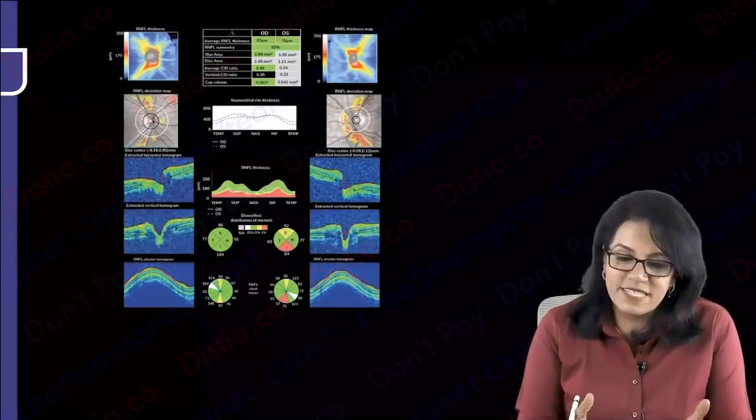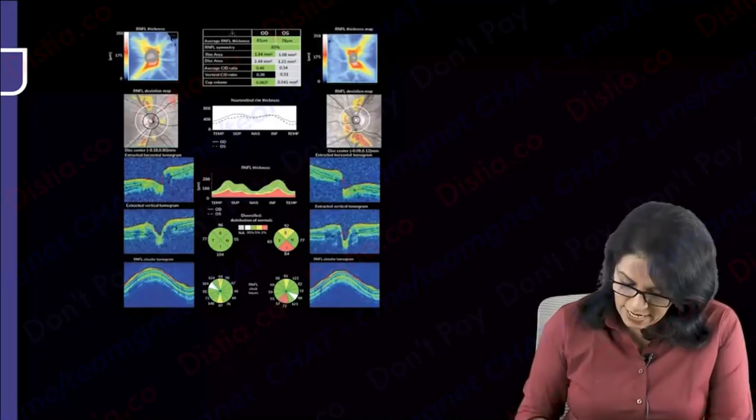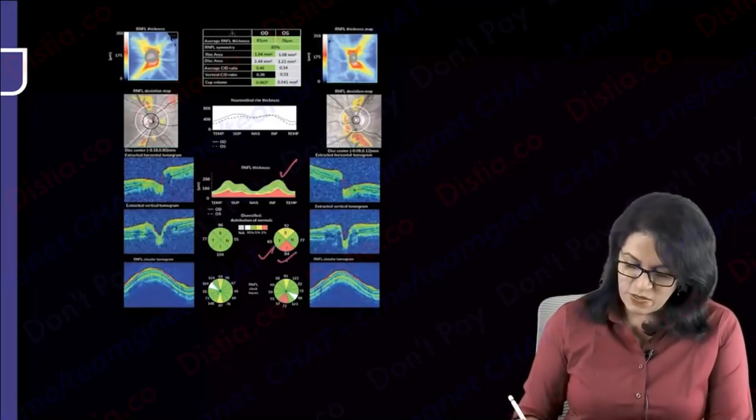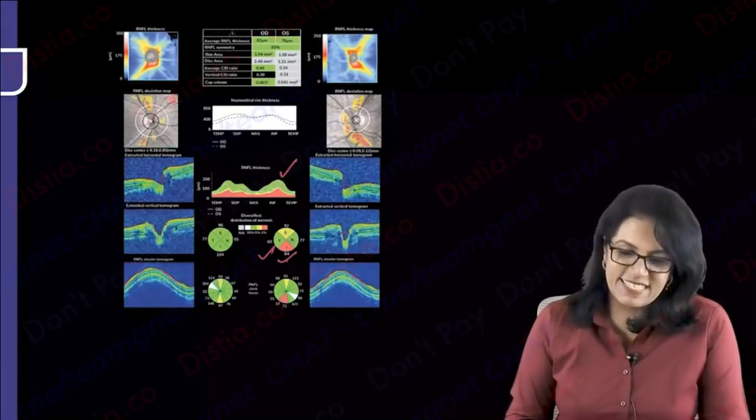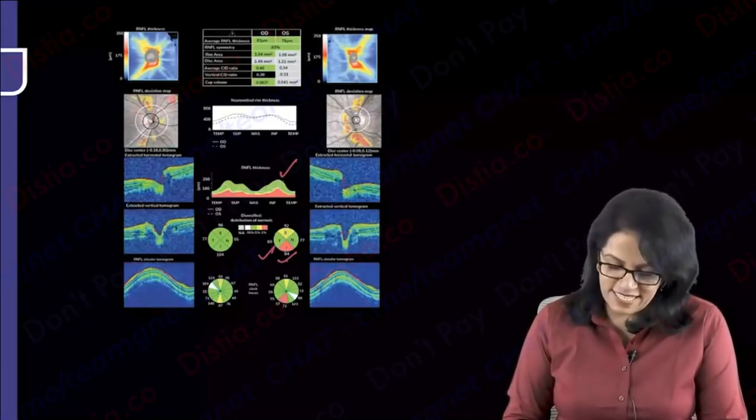We have a graphical representation as I showed you there. Again here also you can see this. You can see here the red means it is low. So this is how we go for it. Very quickly we see this only. It is measuring the nerve fiber layer thickness.